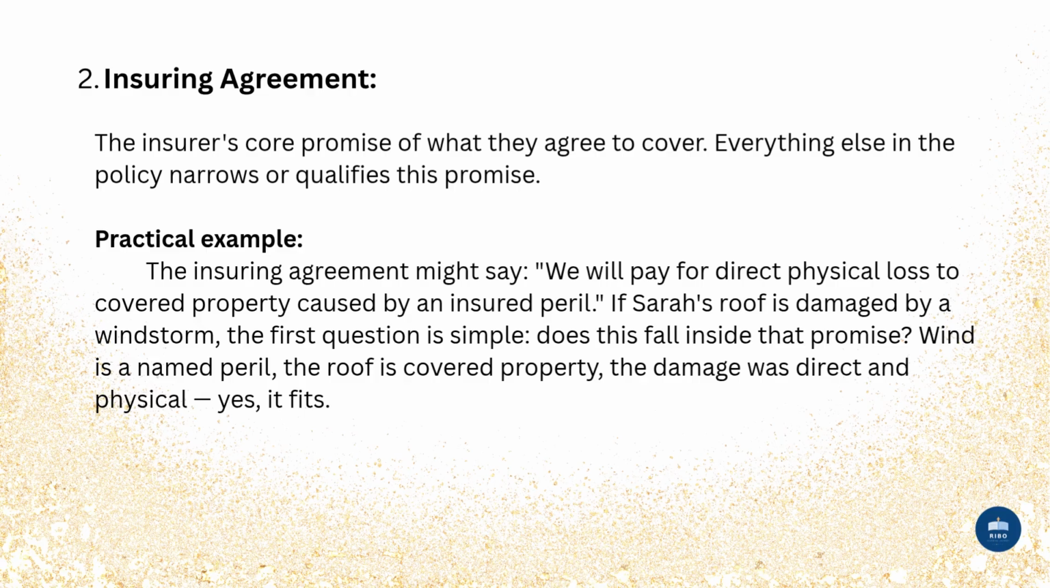Say a windstorm rips shingles off her roof. Before you even think about exclusions or conditions, ask the simple question: does this fall inside the insuring agreement? Wind is a named peril. The roof is covered property. The damage is direct and physical. So yes, this claim starts off inside that core promise. Everything else in the policy, conditions, exclusions, exists to narrow down or qualify this one promise. So whenever you get confused reading a policy, come back to the insuring agreement first.